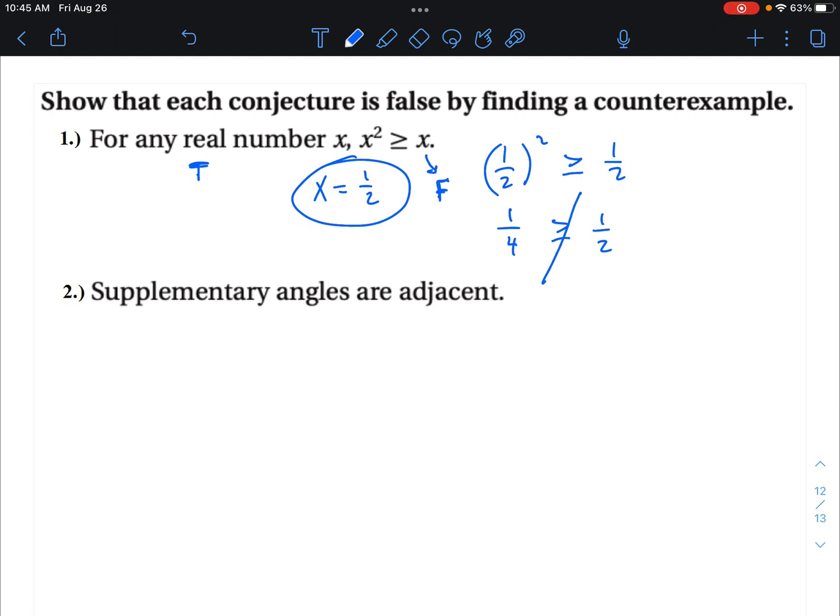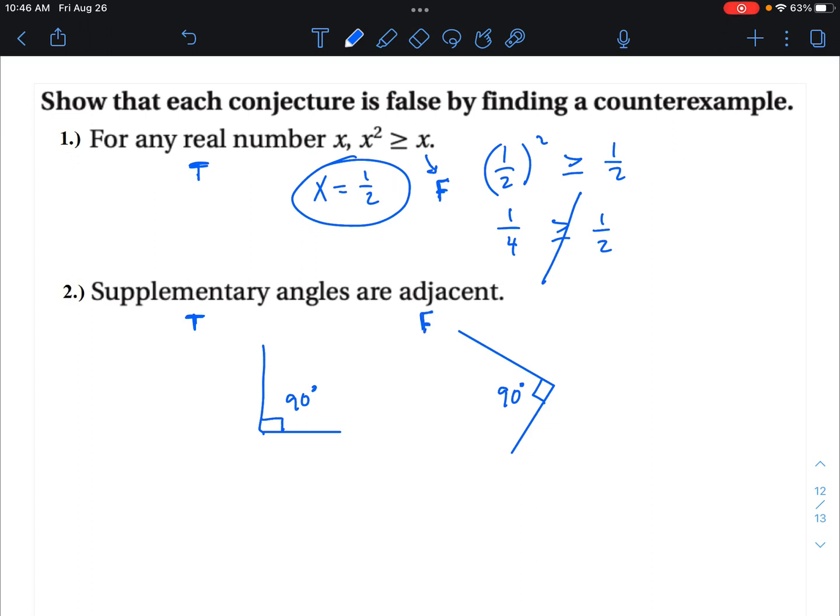Supplementary angles are adjacent. So we have to have supplementary angles. I'll make this one easy. That's 90 degrees. Here's another angle over here. This is also 90 degrees. They are supplementary angles, but they're not adjacent. They're not next door. They're not sharing a fence. So again, the supplementary part is true, but the adjacent part, the conclusion, is false.